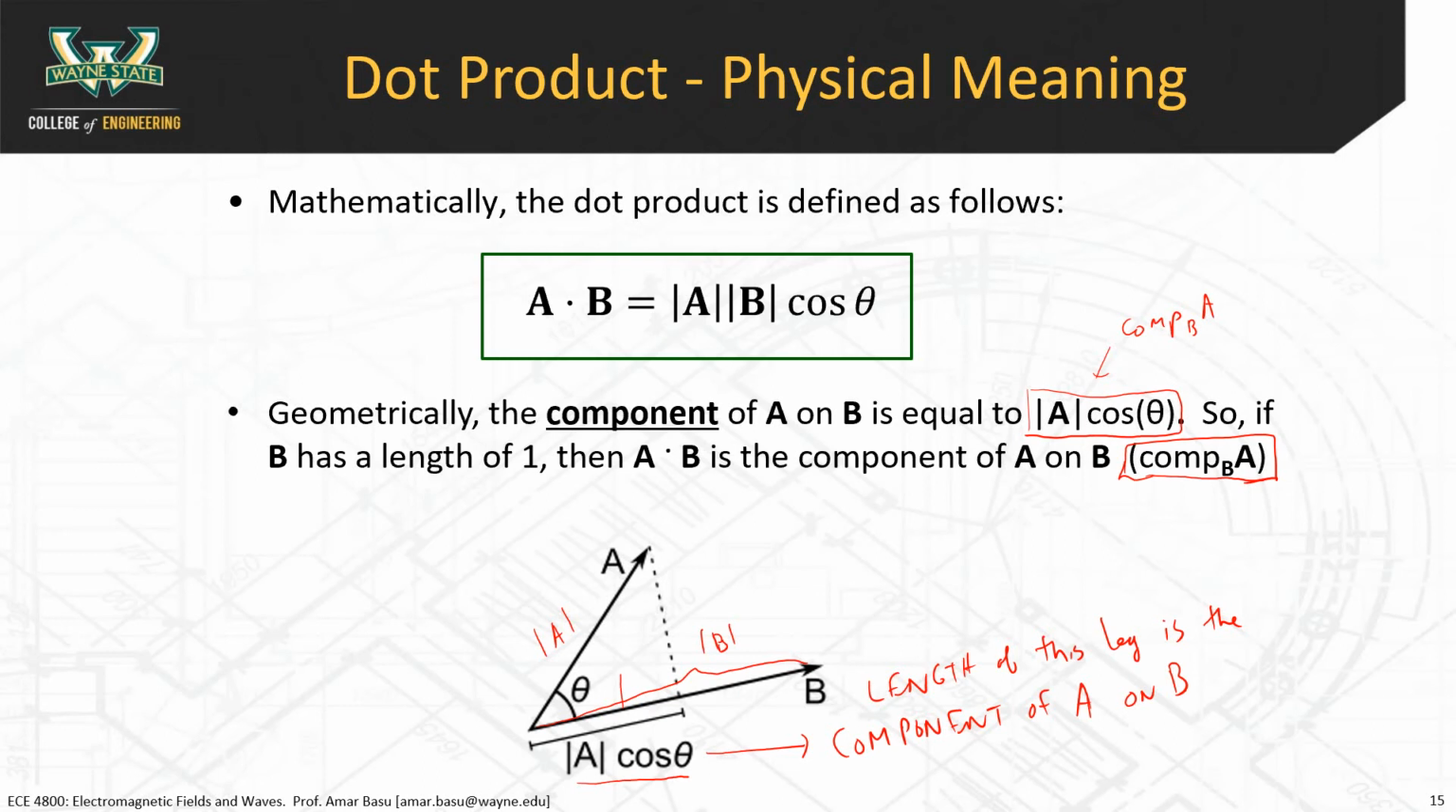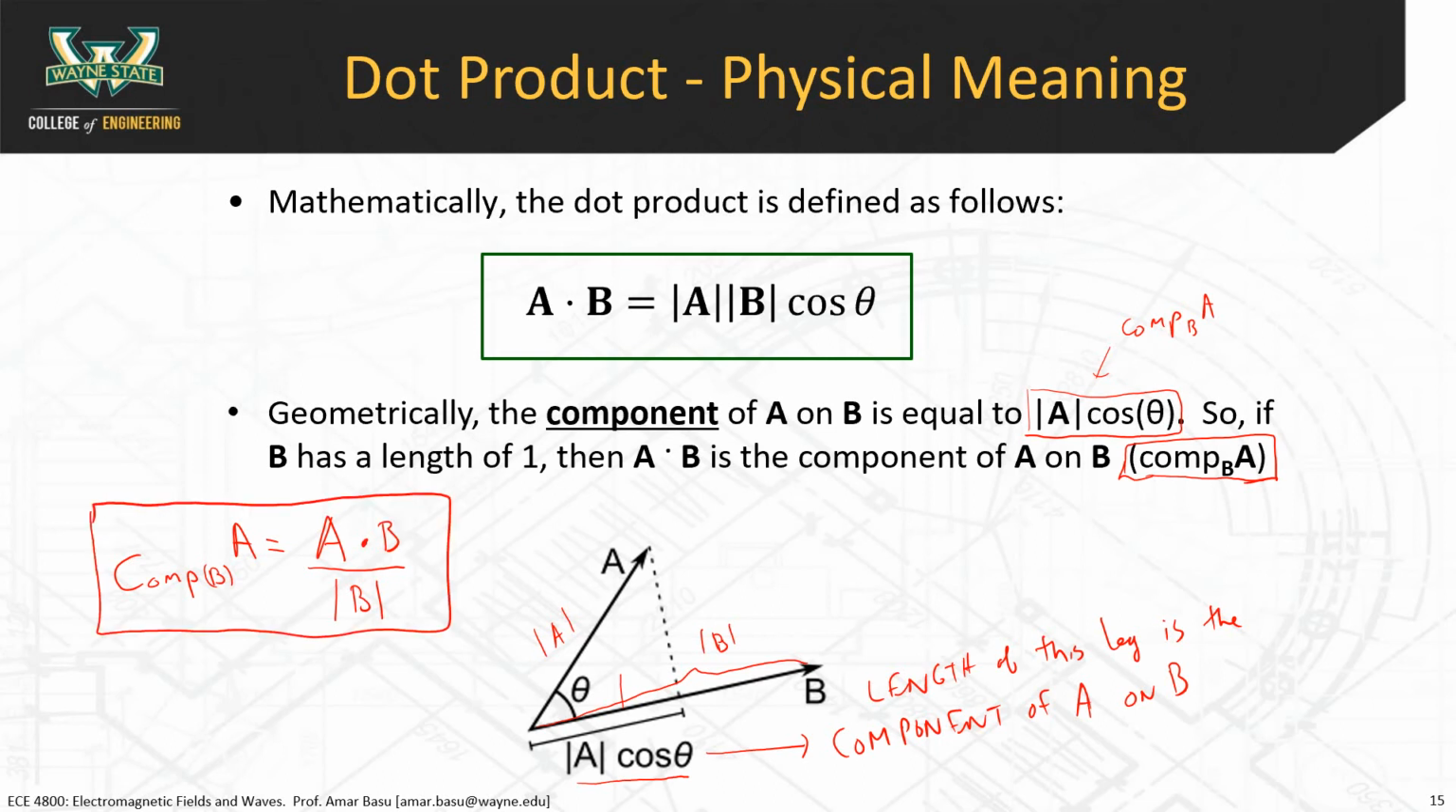Another way of saying it, which could be a little bit more clear, is that the component on B of A is equal to A dot B divided by the magnitude of B. I'm going to put a box around this, so this is an equally important formula. This is how the dot product is related to the component.